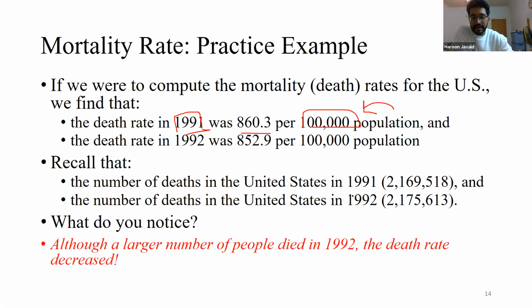So he basically says if you compare the death rates, this is no longer a raw measurement. You have done something on this. It's not a crude value anymore. So you notice that actually a number of people died in 1992. So the death rate decreased. Although a larger number of people died, the death rate increased because the actual population increased, okay?